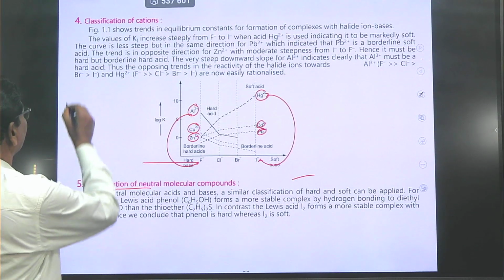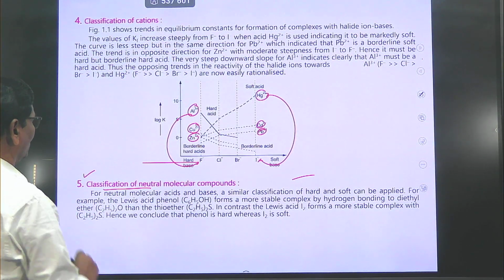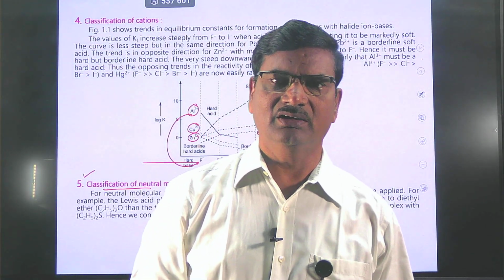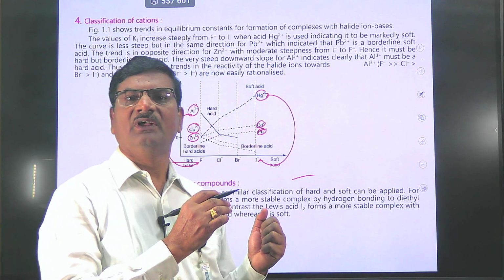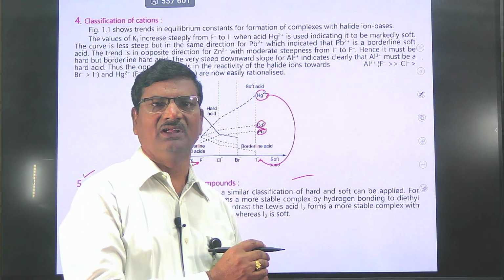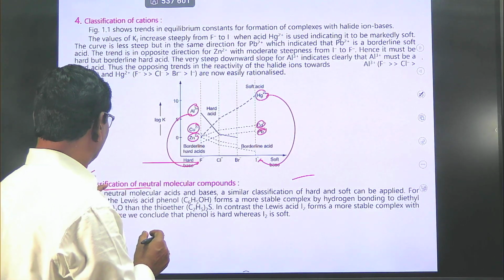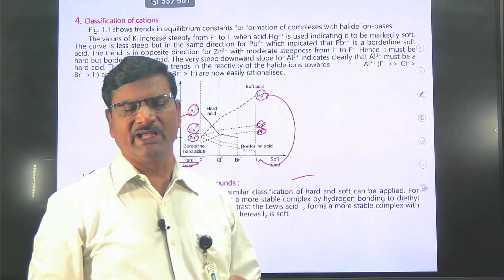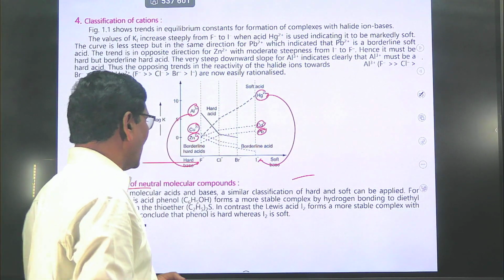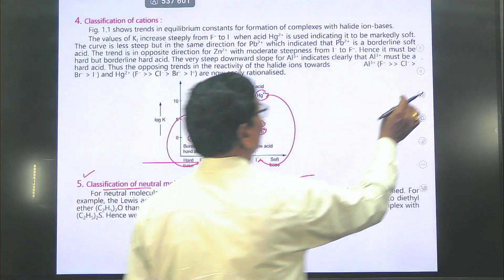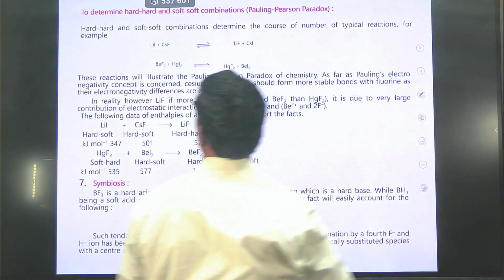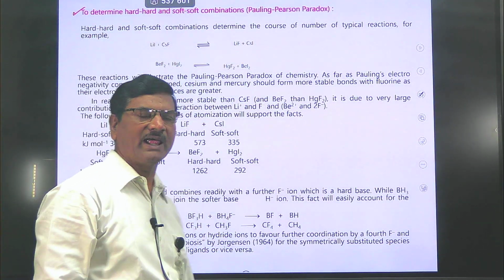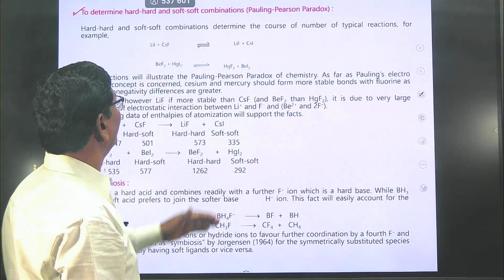Then the next application is the classification of neutral molecules, classification of neutral compounds. Neutral compounds like H2O, CO, then NH3, these are the soft combination, so hard combination, and the ligands get classified on the basis of neutral molecule, then negative and positive, and then we are going to decide whether the particular complex is stable or unstable, and the last one is to determine the hard and soft combination.